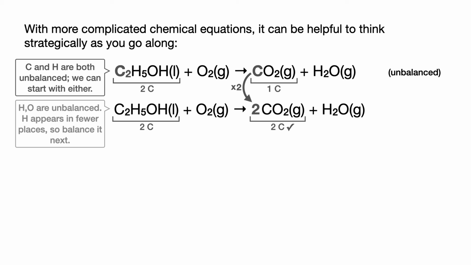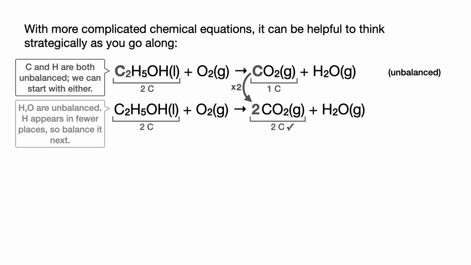As far as which one to look at next, notice that on the reactant side, hydrogen only appears in one place. And on the product side, hydrogen only appears in one place, whereas oxygen appears in both of the reactants and in both of the products. So the situation with hydrogen is a bit simpler than it is with oxygen. And so I'm going to look at hydrogen next. We don't have to do that, but we'll make things a little simpler for ourselves if we look at the element that appears in fewer places.